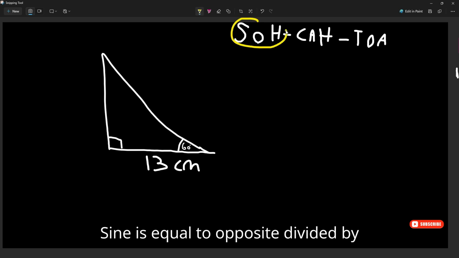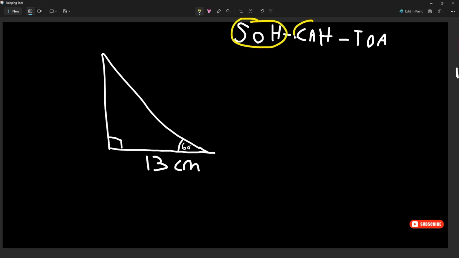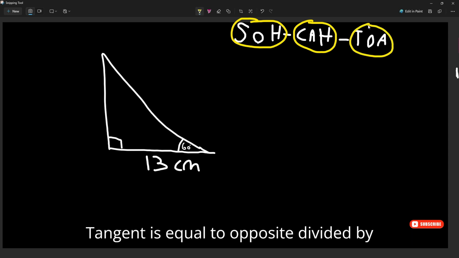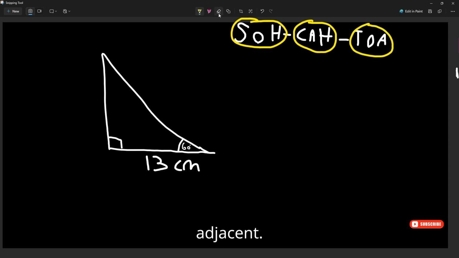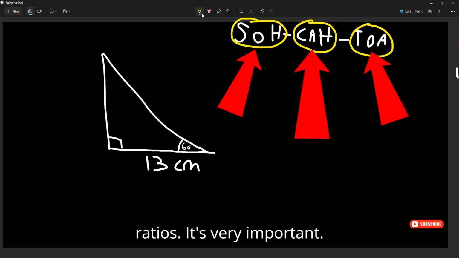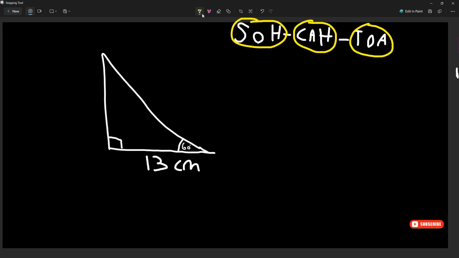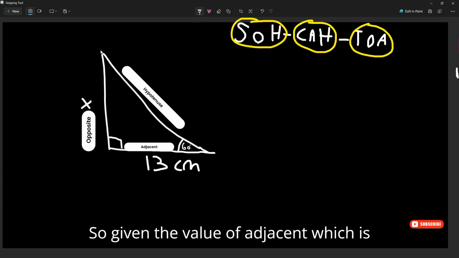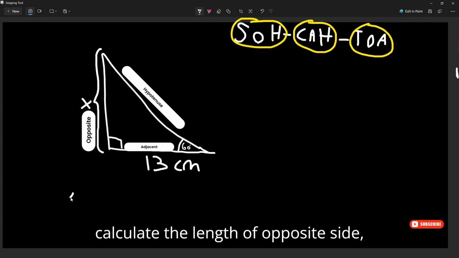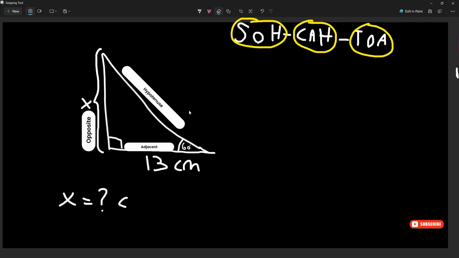Sine is equal to opposite divided by hypotenuse. Cosine is equal to adjacent divided by hypotenuse. Tangent is equal to opposite divided by adjacent. Make sure you know these trigonometric ratios. It's very important. So given the adjacent, which is 13 centimeters, and the 60-degree angle, calculate the length of the opposite side, which is x.